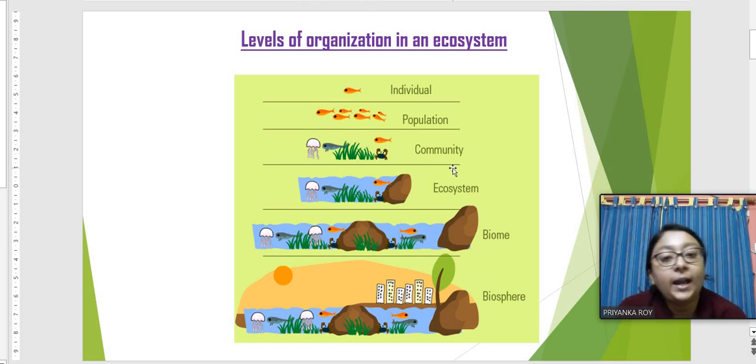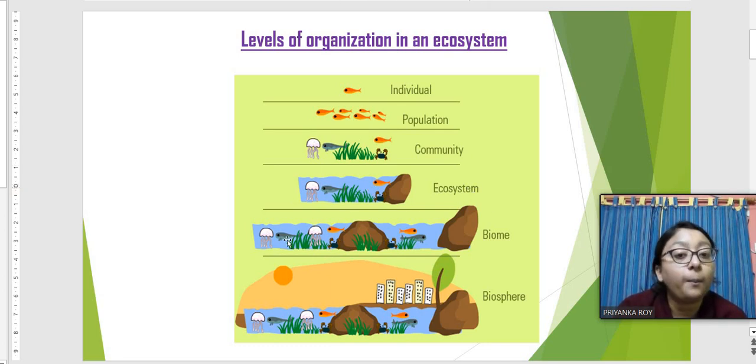And when all these communities start living together and interacting with their environment, here you can see that this is an aquatic environment, so they are living in the water, they are interacting with each other, and also they are dependent upon the physical nature of the water, what is the temperature of it, what is the oxygen content of the water. So then we call it an ecosystem.